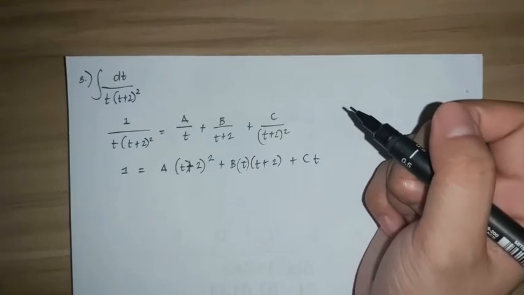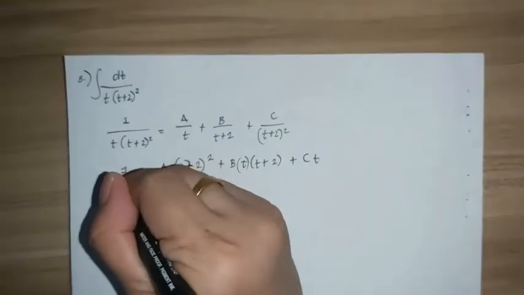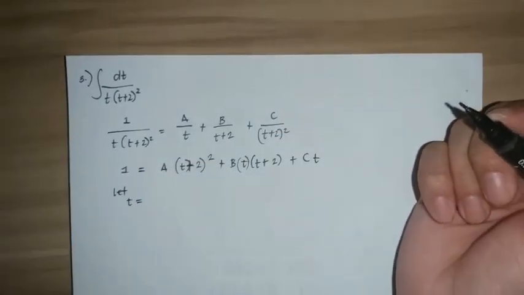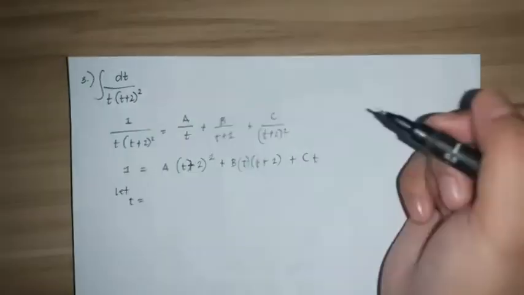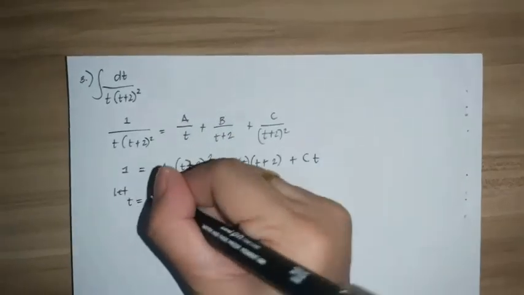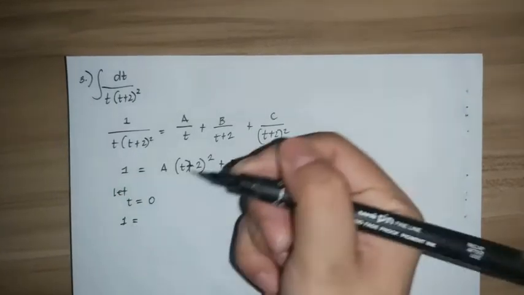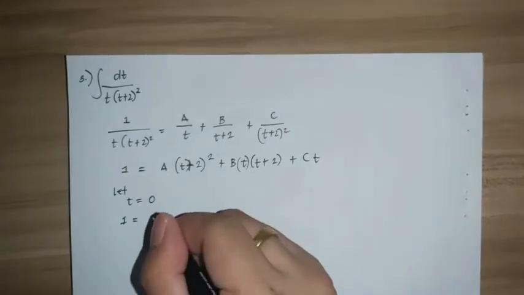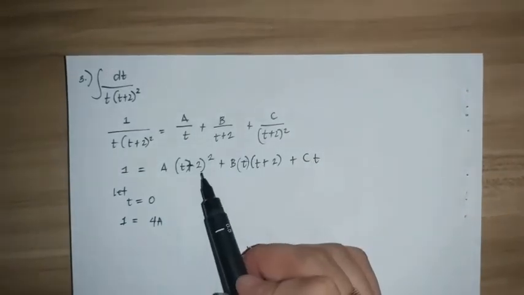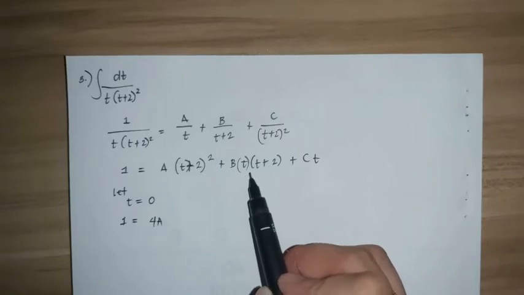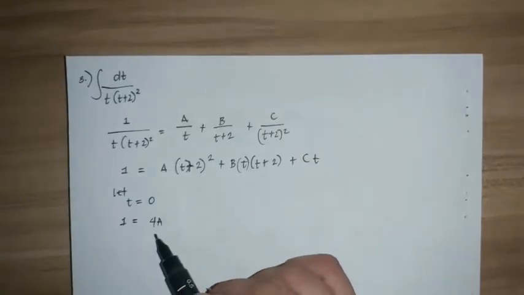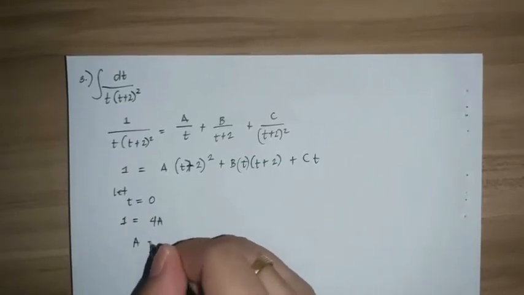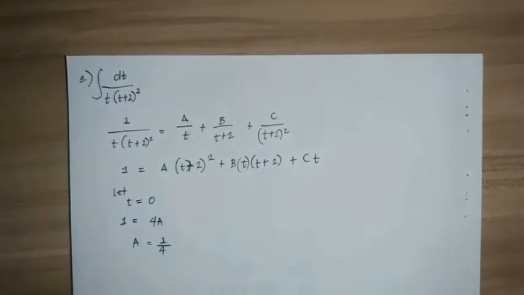Maybe we will assign the value of t. So, at t, let t is equal to 0 first. So, at t equals 0, we have 1 is equal to this one. We have 2 squared, that's 4a, right? 4a plus 0 plus 0. So, we have 1 is equal to 4a, which we could solve the value of a. A is equal to 1 over 4 or 1/4, right?